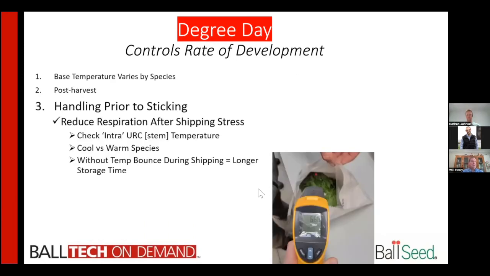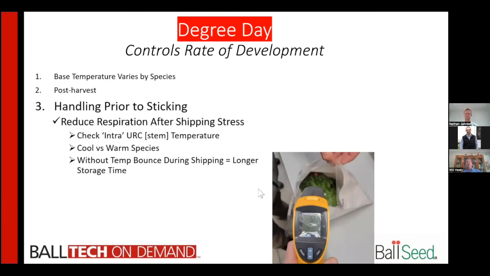So now let's talk about handling prior to sticking. So now you've gotten your cuttings, they've shown up in the box. One of the first things you want to do is to check that box. You want to check that bag to see, do we have water on the inside of the bag? That's a flag that says, aha, we've got an issue we need to address. You want to check the intra-stem temperature.